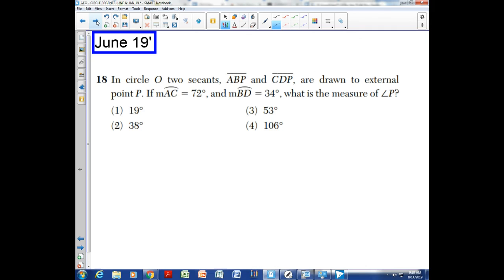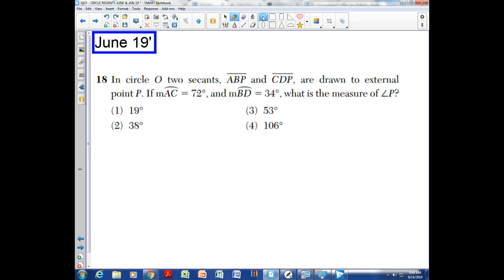June 19, number 18. In circle O, two secants, ABP and CDP, are drawn to external point P. If the measure of arc AC is 72 degrees and the measure of arc BD is 34 degrees, what is the measure of angle P? Whenever they give me a problem that has to do with circles where there's no picture, I'm going to do my best to draw a picture.